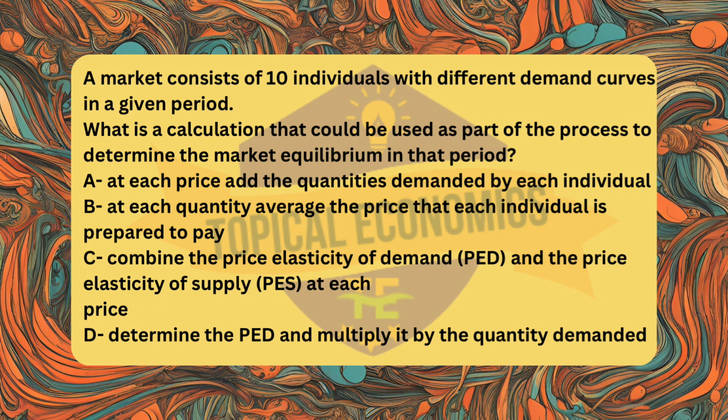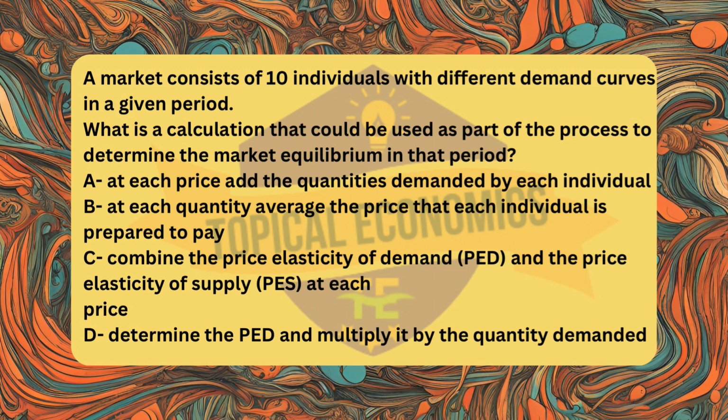This question is from year 2020 specimen version 1. The correct answer for this question is option A. At each price add the quantities demanded by each individual. To determine the market equilibrium, you need to aggregate the demand of all individuals in the market. This is done by summing the quantities demanded by each individual at each price level. The market demand curve is created by adding up the individual demand curves horizontally.